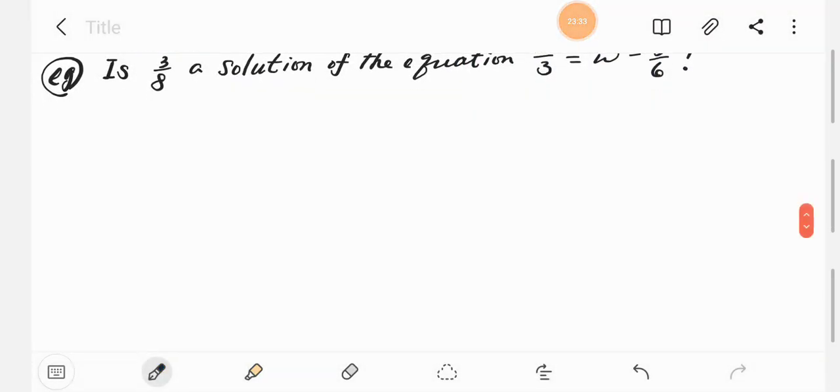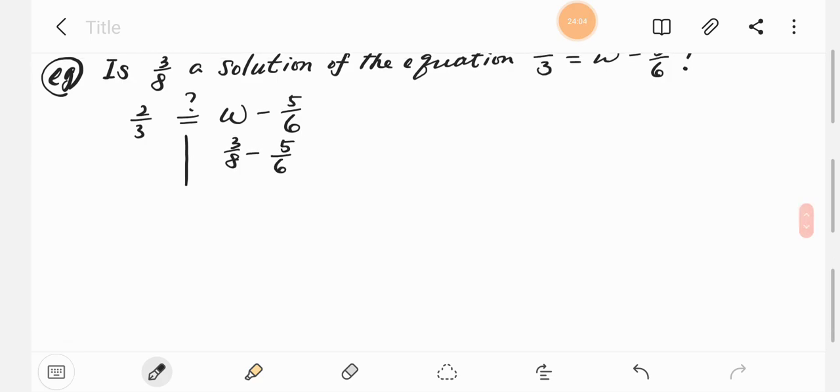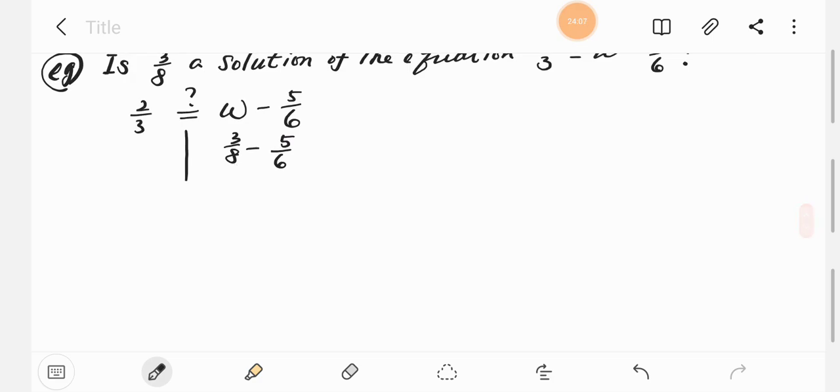Okay, is 3/8 a solution of the equation? So this means, if the value of the variable w is 3/8, then will the equation be true? So let's find out whether the equation is true by substituting 3/8 for w. Okay, let's find out whether it's true. So w is 3/8. So 3/8 minus 5/6. Then this is equal to, what's the LCM of 8 and 6? That is 24, right? So it is 24.